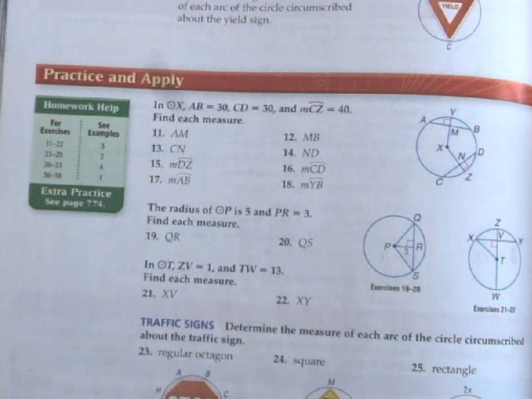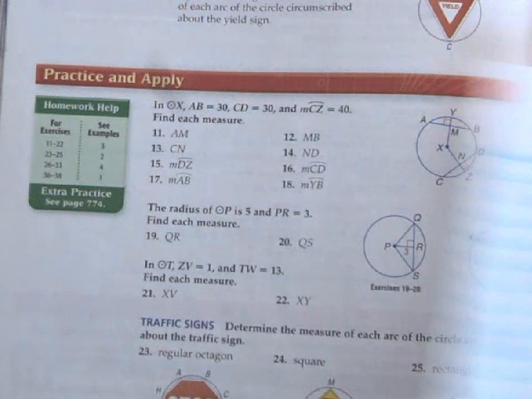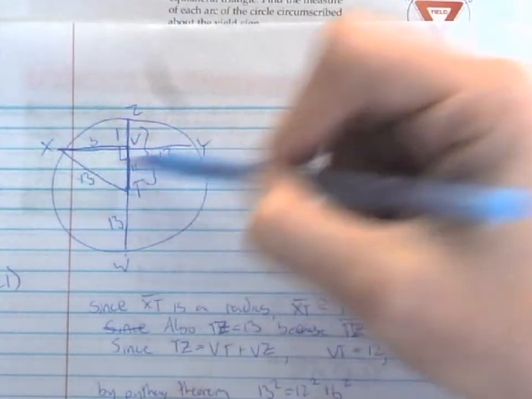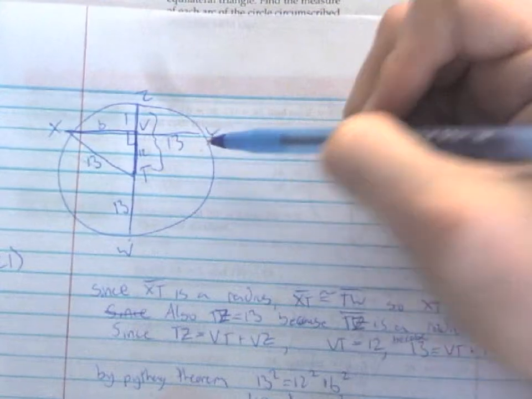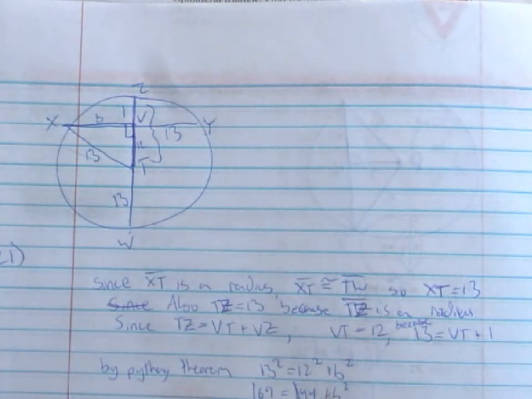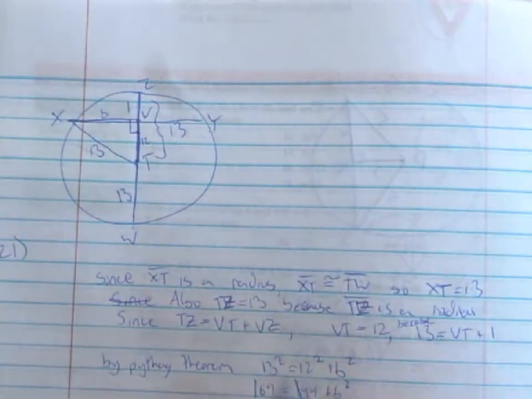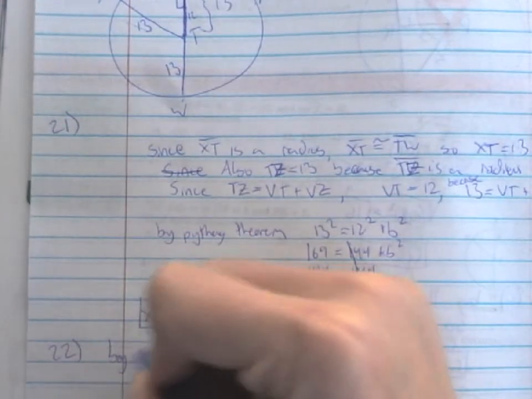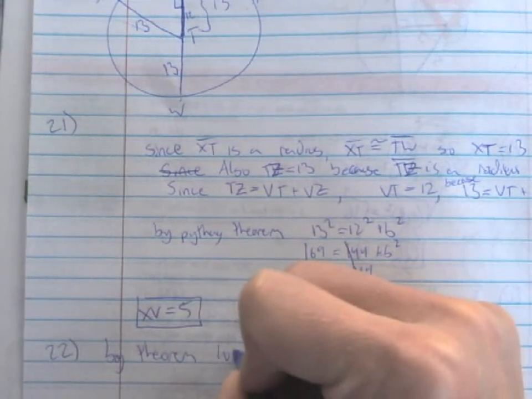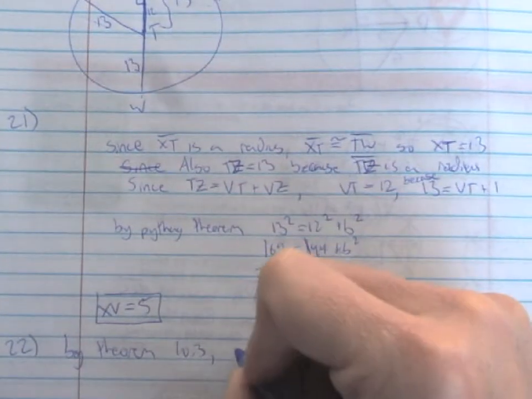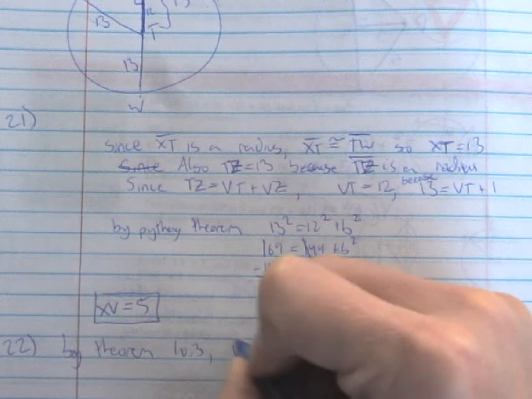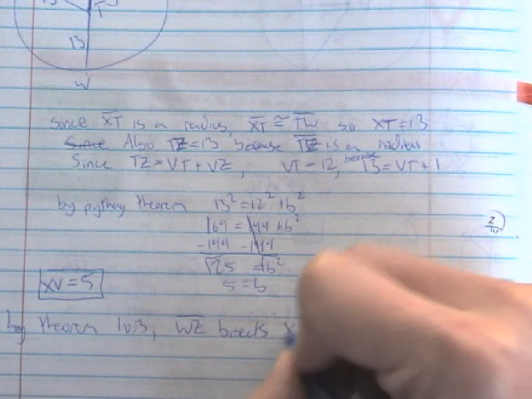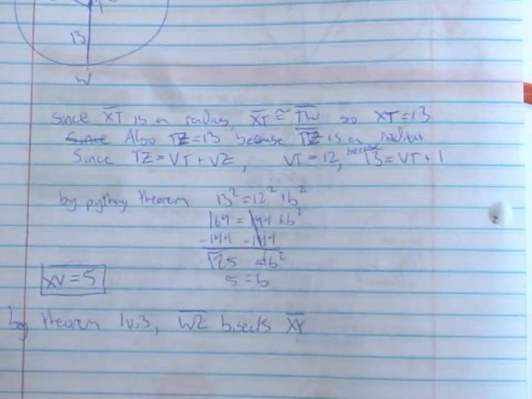Okay, now we got to do problem number 22. So 22, we're looking for XY. Now remember that we know that WZ bisects XY by one of the theorems we talked about. It's theorem 10.3. We got that right angle in there. So by theorem 10.3, we know WZ, which is a segment, it's a diameter actually, bisects XY, which is also a segment, but it's also a chord, okay?